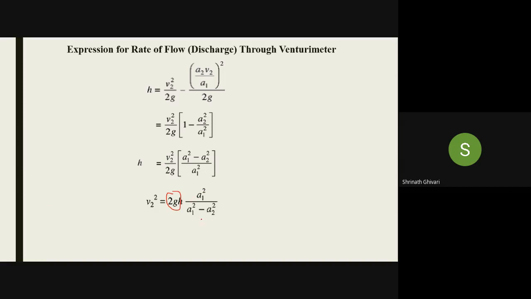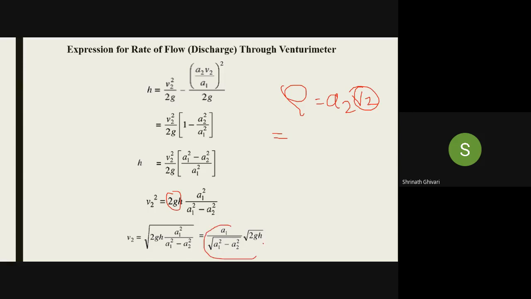Now I want to take the square root because that is a square. So V2 equals square root of 2gh times A1 squared divided by A1 squared minus A2 squared. This is the final expression for V2. Now it's your duty to find out the discharge for me. I'll write the equation also: Q equals A2 V2. Substitute the value of V2 in this expression and tell me the answer, the final expression for discharge.